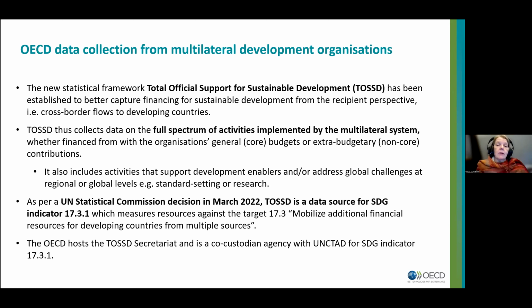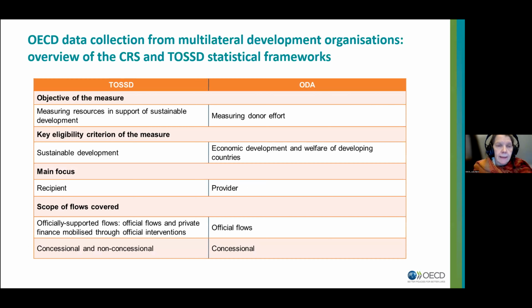The target is about mobilizing additional financial resources for developing countries from multiple sources. And the decision to include this new, revised indicator in the framework was made by the UN Statistical Commission in March 2022. And OECD is a co-custodian of this indicator together with UNCTAD.